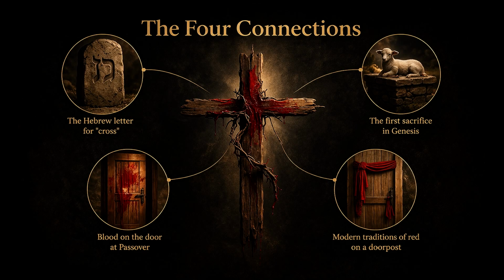So let's just recap the argument that our source material puts together. It's weaving together four very distinct points, isn't it? A symbol from an ancient alphabet, a theological take on the first sacrifice, a key historical ritual from the Passover, and a connection to modern cultural traditions. All of this is laid out as evidence of a single continuous grand design that's centered on the cross.